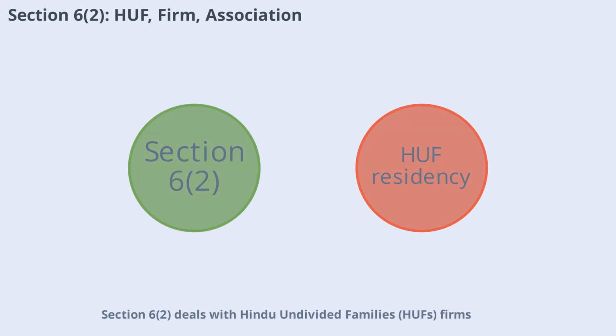Section 6(2) deals with Hindu undivided families, HUFs, firms, and associations of persons. These entities are considered residents in India unless their control and management are wholly outside India during the relevant year. If the manager, known as the Karta, resides wholly or partly in India, the entity is treated as resident. This ensures that entities with significant ties to India are taxed accordingly.